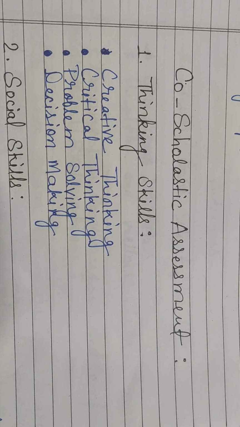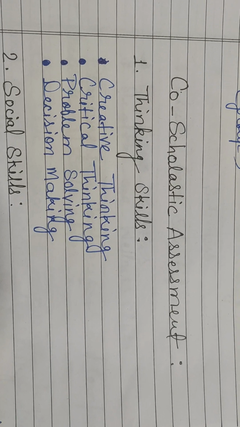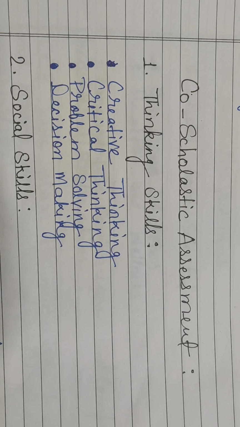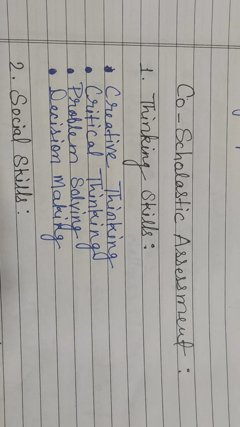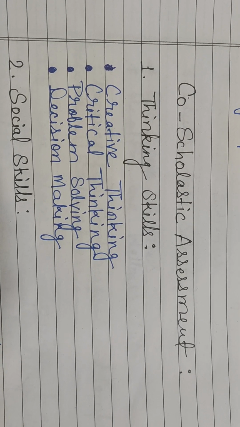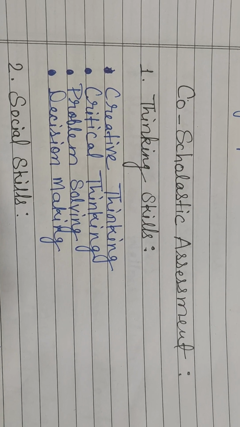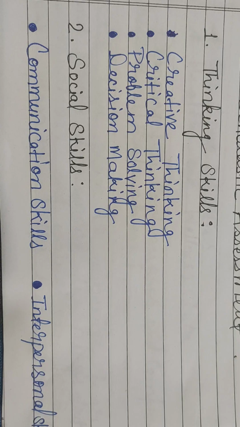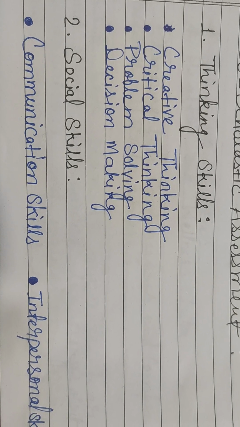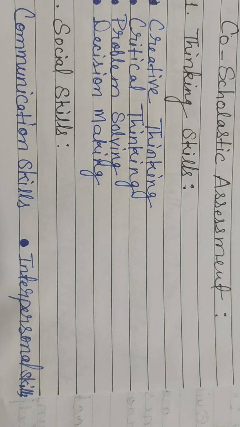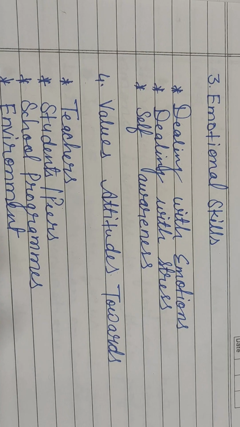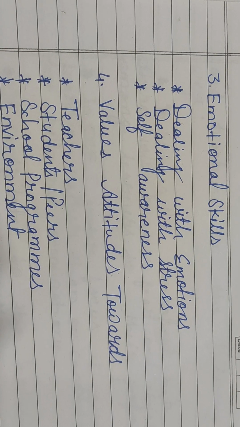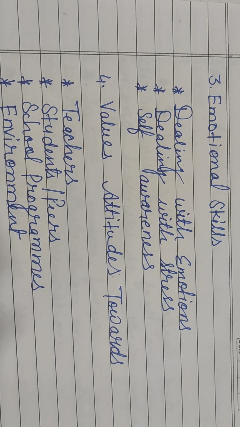And the second is co-scholastic assessment. This has many types. Some we will discuss now, like thinking skill. In thinking skill, creative thinking, critical thinking, problem solving, decision making. Social skill, communication skills and interpersonal skills. Emotional skills, dealing with emotions, dealing with stress, self-awareness.